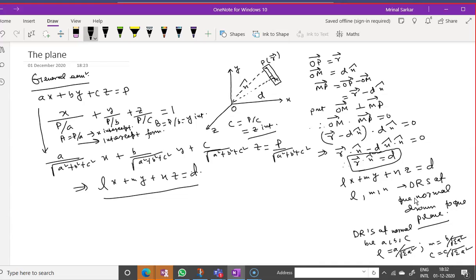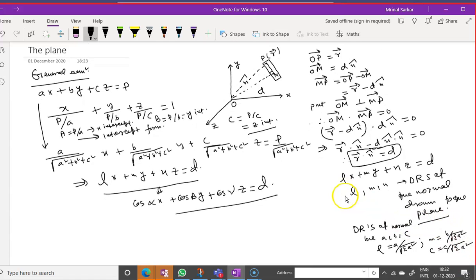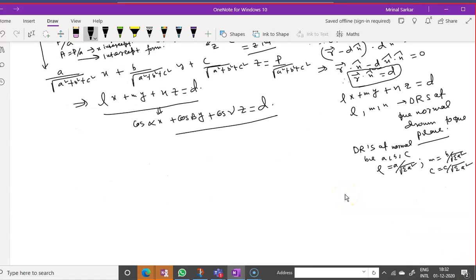Now, in some books you will find that the equation of plane is written in this manner also. Here l is taken as cos alpha x, cos beta y, cos gamma z is equal to d or p, whatever they are writing. That d will be the perpendicular distance from the origin. Let us work on it first. Step by step, let us proceed.